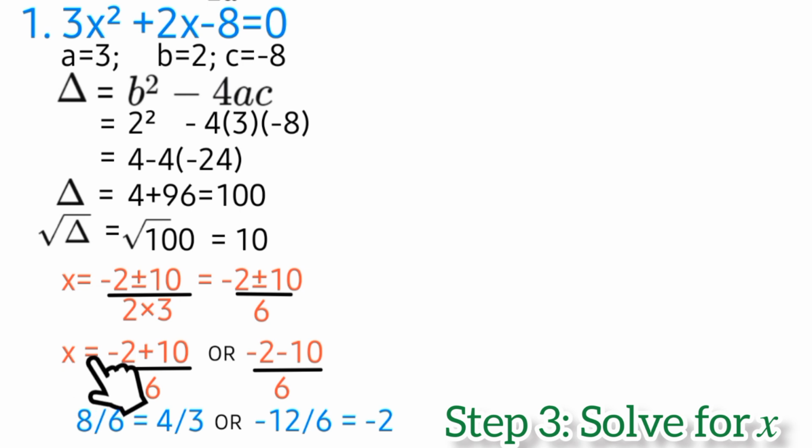If we say x equals minus 2 plus 10, that is 10 minus 2. 10 minus 2 gives 8 over 6, which is equivalent to 4 over 3. So it's either x equals 4 over 3, or if we say x equals minus 2 minus 10 divided by 6, minus 2 minus 10 gives minus 12. Minus 12 divided by 6 gives minus 2. So it is either x equals 4 over 3 or x equals minus 2.